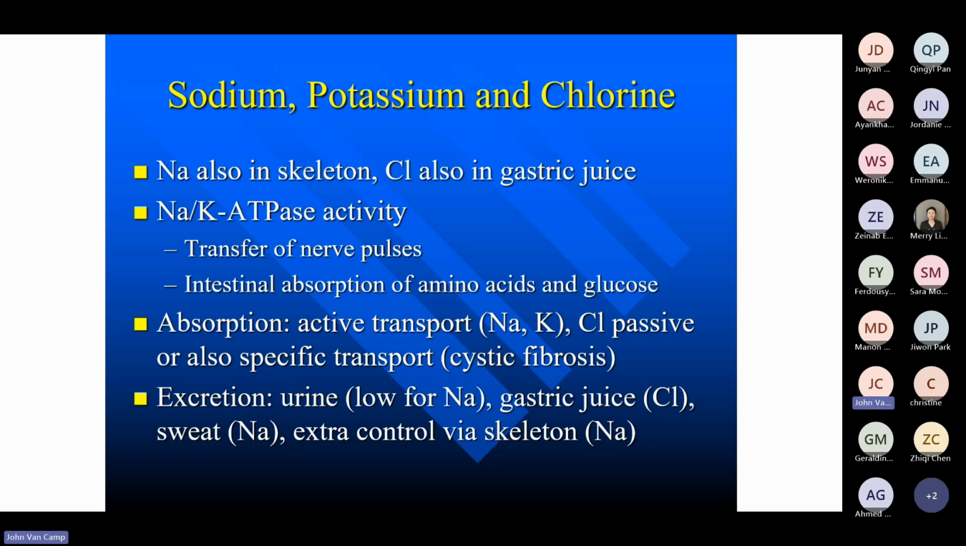So why is sodium so important? Because we are mainly talking about sodium. Potassium has benefits, sodium has disadvantages. So it's important to try and understand a little bit how that comes. Sodium is found in the skeleton. It is important for the sodium-potassium ATPase activities, which you already know, for the absorption of amino acids and glucose, for the transfer of nerve tissue pulses. So sodium must be there.